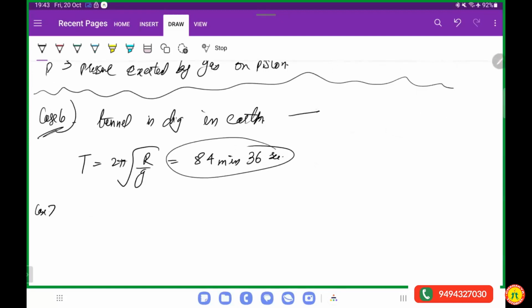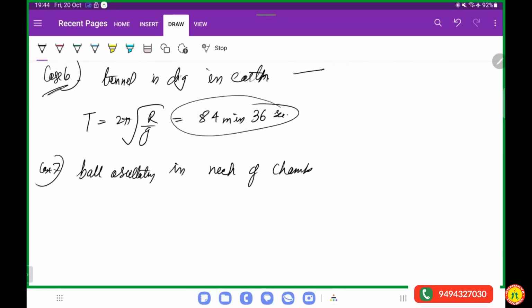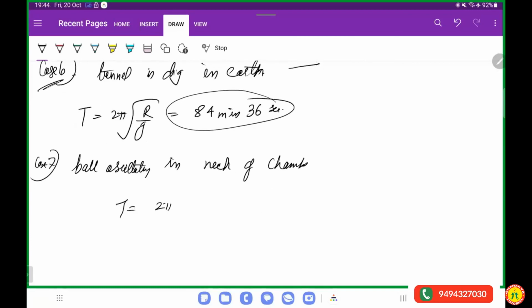So case 7th, let's take here a ball oscillating in the neck of a chamber. So there 2 pi root of something by A. This is not required, let it be. Yeah, this is required.